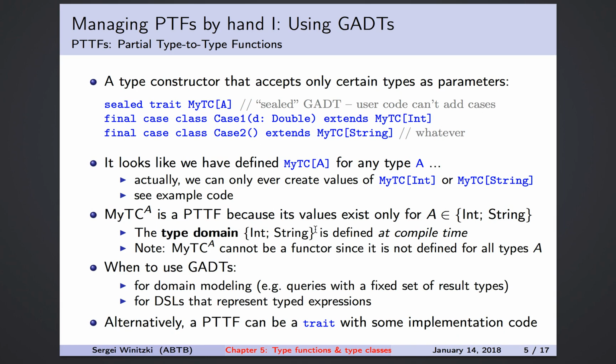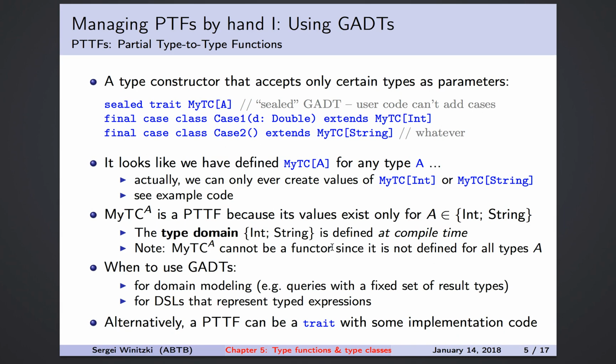And this type domain is defined at compile time and is what I mean by the domain of the partial type-to-type function. Just a side note here, the type constructor myTC cannot possibly be a functor, since it's not defined for all type arguments. A functor must be a total type-to-type function. Partial type-to-type functions cannot be functors.